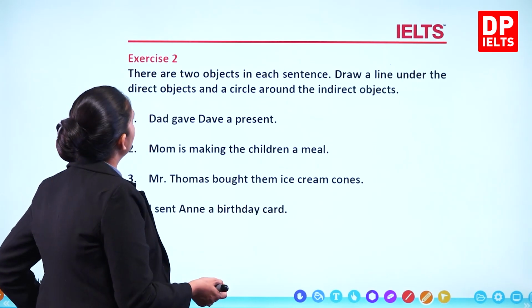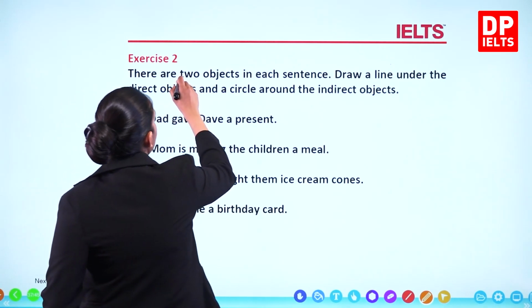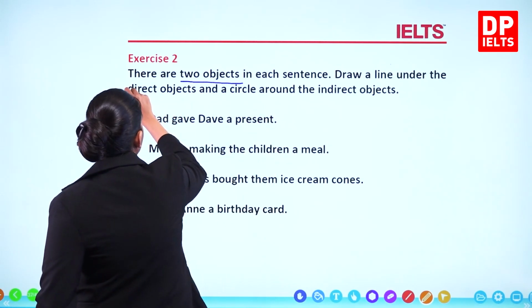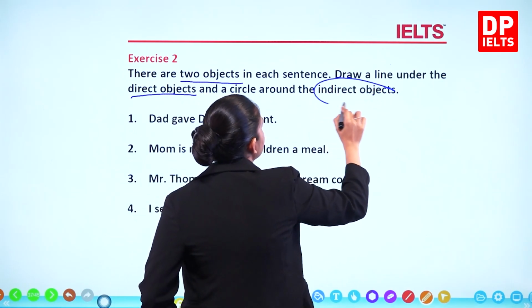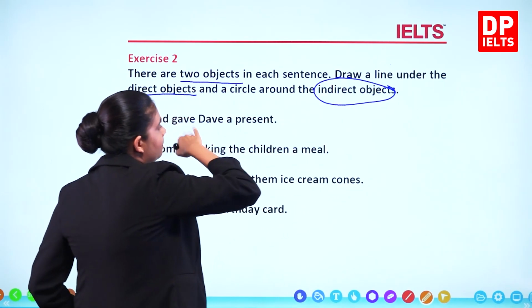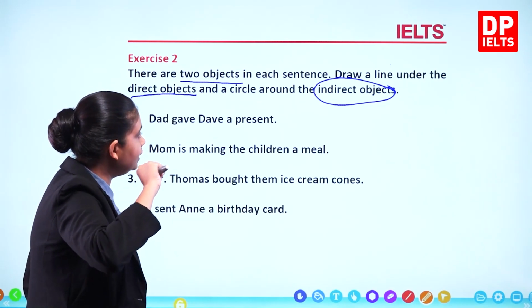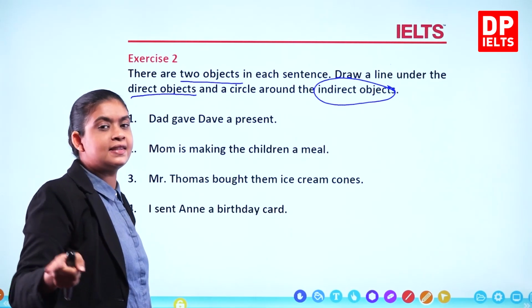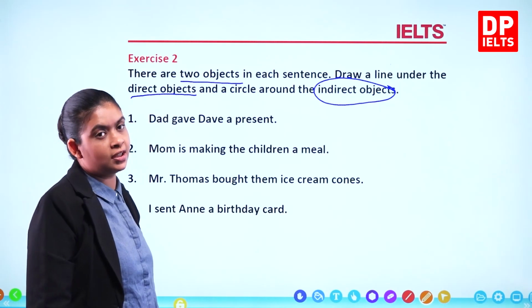Okay, let us have a look at exercise 2. There are two objects in each sentence. දෙකක් තියෙනවා objects. Draw a line under the direct objects and circle the indirect objects. දැන් මේකෙදී objects දෙකක් තියෙනවා. line එකක් අඳින්න ඕනේ යටින් direct object එක. circle එකක් අඳින්න රවුමක් අඳින්න ඕනේ indirect object එක වටේ.